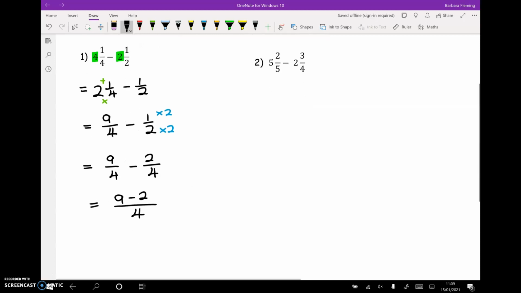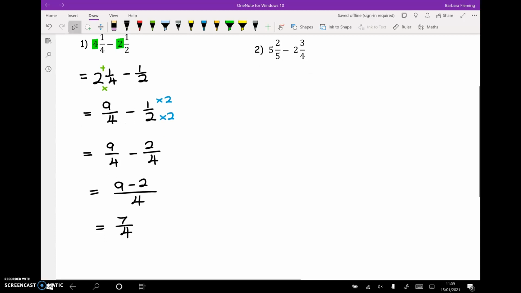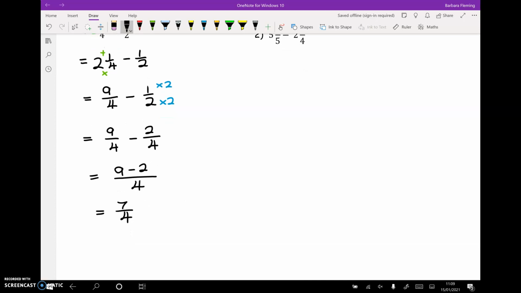So you subtract your numerators, you leave your denominator as it is. 9 take away 2 is 7, so we've got 7/4. Now, there's nothing to simplify, there are no numbers that go into both 7 and 4, but we do want to turn it into a mixed number to finish off. The question had mixed numbers in it, so we should put our answer into a mixed number too. How many 4s are in 7? 4 goes into 7 one whole time, and we've got 3 left over, so we've got 1 3/4. And that's your final answer.